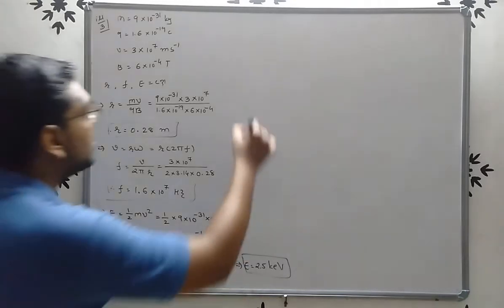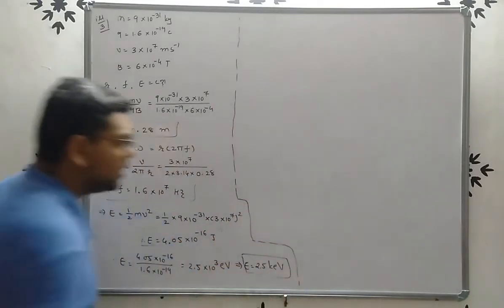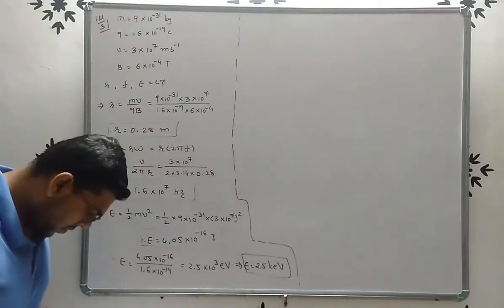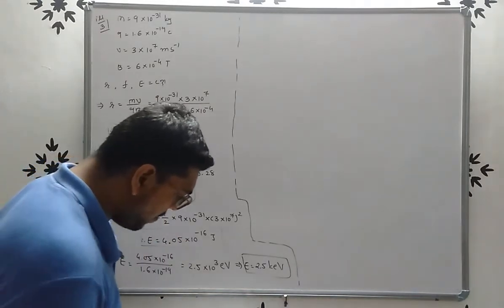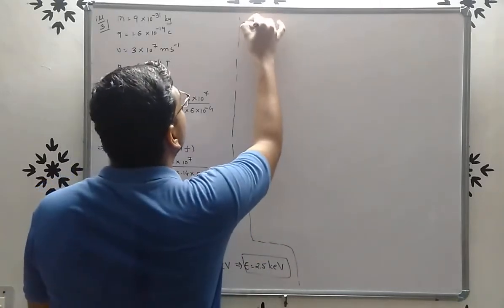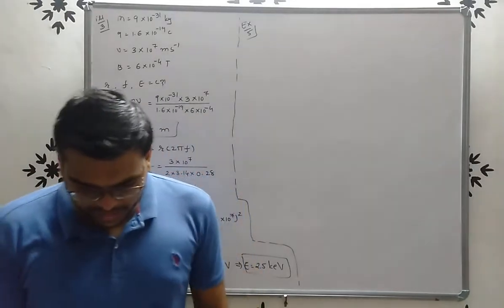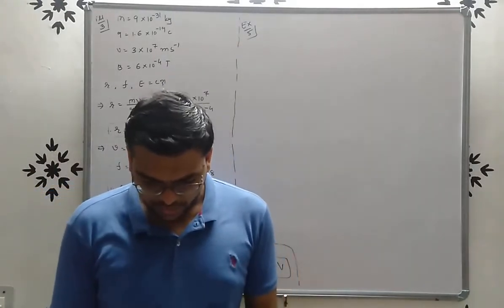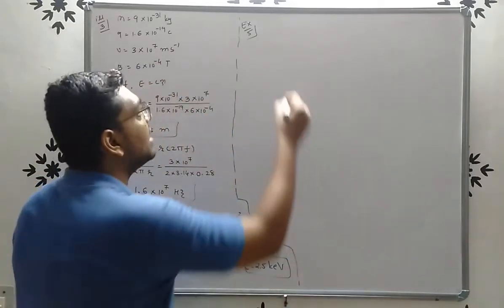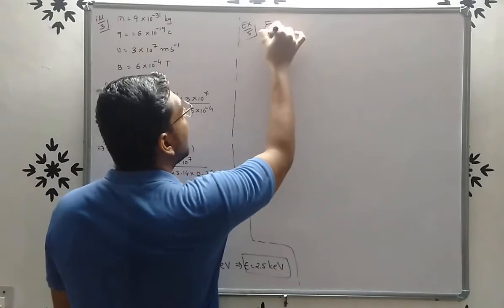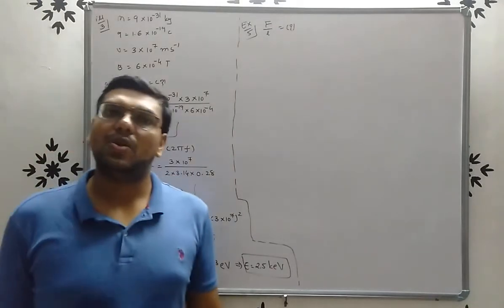Now we move forward to our next example, that is exercise number 5. In example number 5, what is the magnitude of magnetic force per unit length? We have to find out magnetic force per unit length. So F by L, because we have to find out force per unit length.